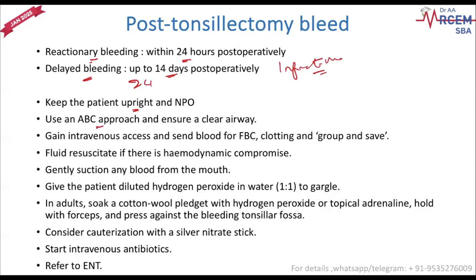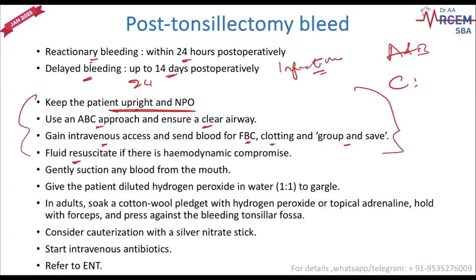Then you'll be doing the ABCD approach, making sure the airway is clear. Airway and breathing, along with circulation. If there is a significant amount of blood loss, you might even have to do a blood transfusion. For that reason, make sure you have a large bore IV cannula, two IV cannulas, and get a full blood count, clotting profile, blood group, and cross matching done. Start with fluid resuscitation. If blood is available, start immediately with the blood. This is generic for any hemorrhagic shock.